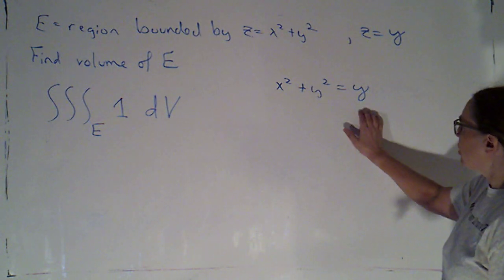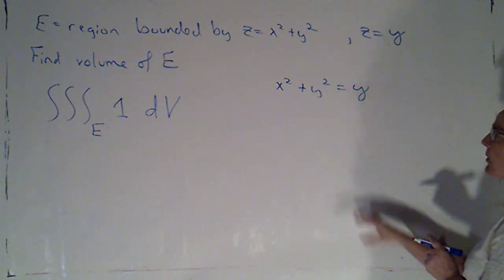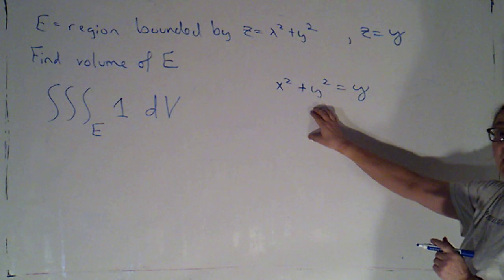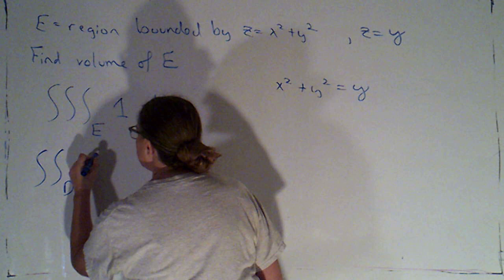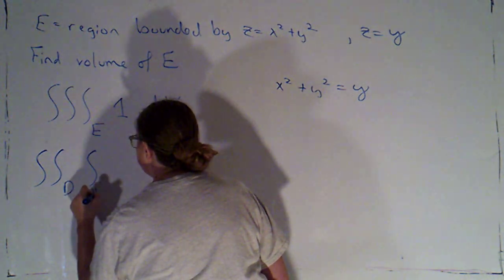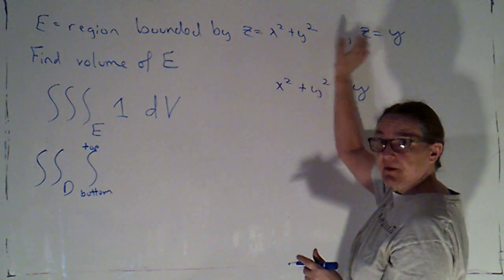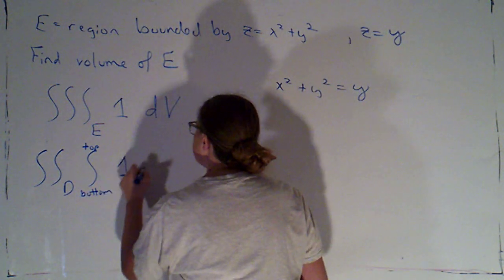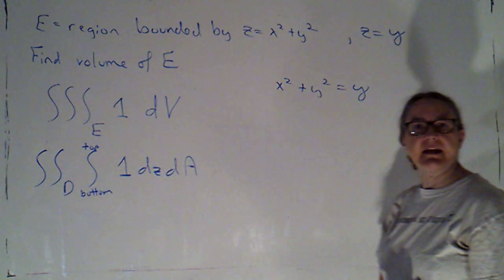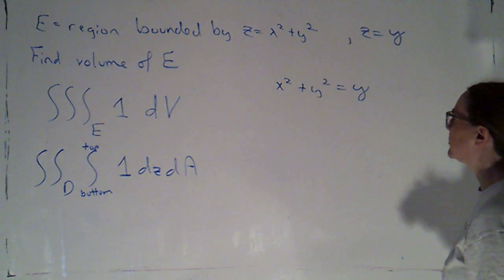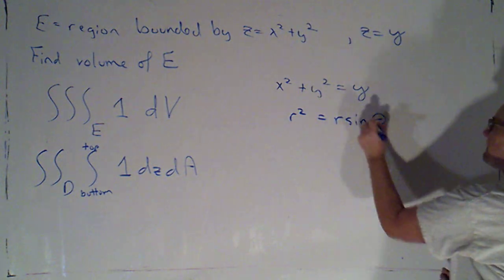Now, when I see this curve, I'm seeing x squareds being added to y squareds. I'm thinking polar. So I'm going to go ahead and work with this bit in polar coordinates. So I'm thinking this is going to become the double integral over D of the integral from bottom to top of 1 dz dA. I'm going to have to figure out which one of these is on the bottom and which one is the top. And I'm already thinking that I'm probably going to express D in terms of polar coordinates. This would be r squared equals r sine theta.